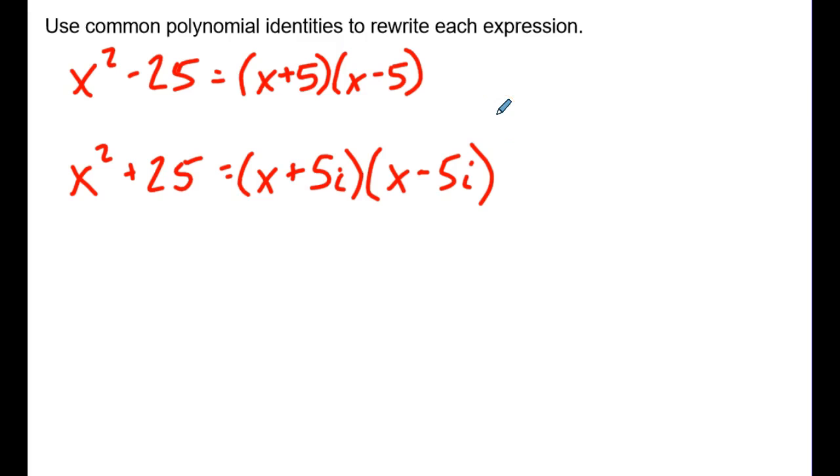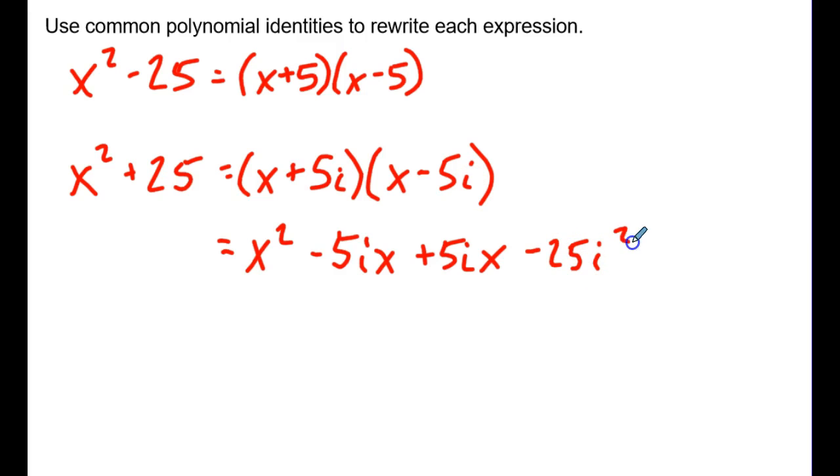We're going to go through the process of FOILing this out to show you that this gets us back to where we started. If we FOIL this, x times x is x squared. If we take our outside, x times negative 5i, so negative 5ix plus 5ix, and then 5i times 5i, we're subtracting 25i squared. Middle terms cancel out. We're left with x squared. i squared is equal to negative 1, so negative 25 times negative 1, x squared plus 25. Back to where we started.